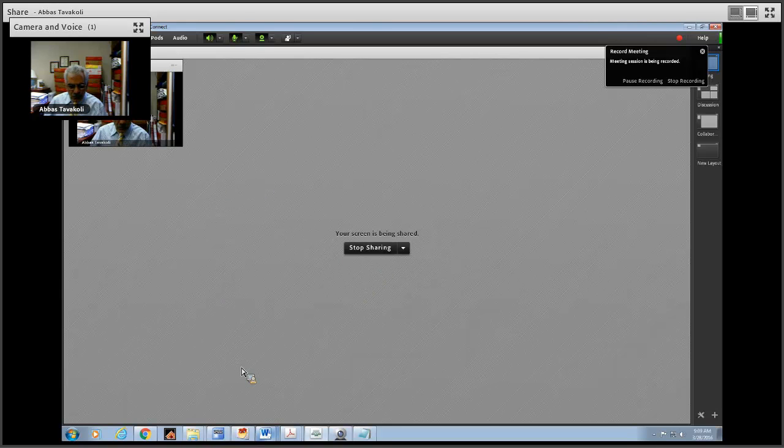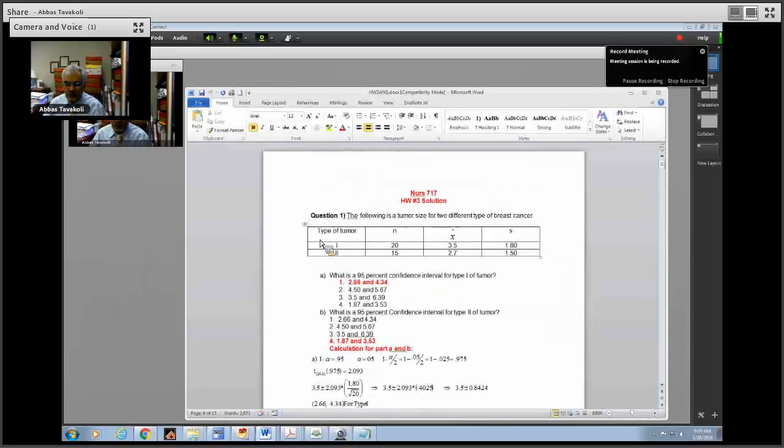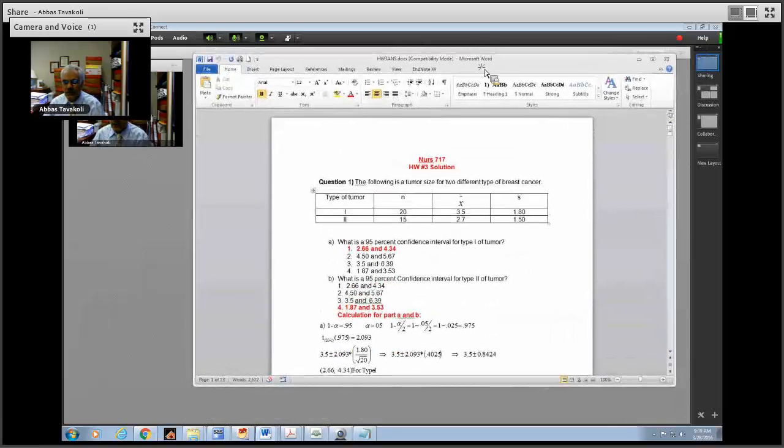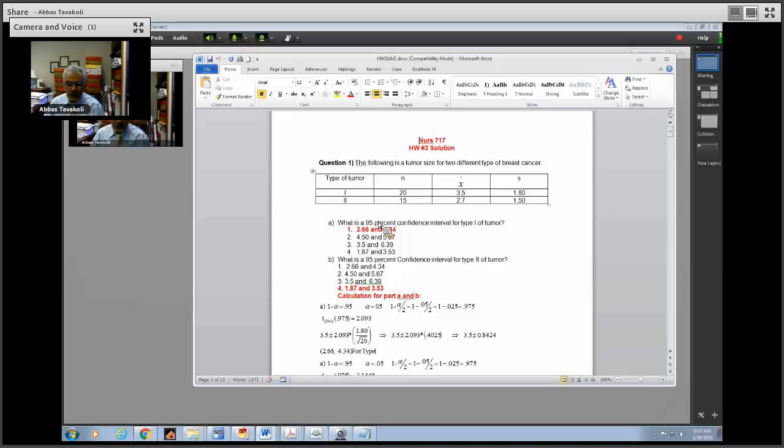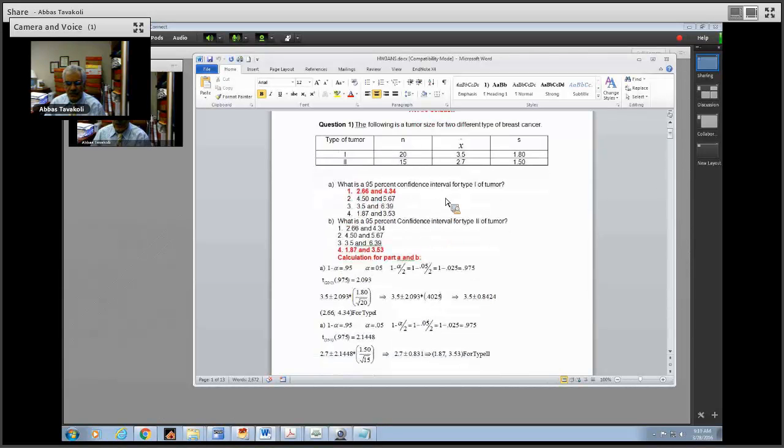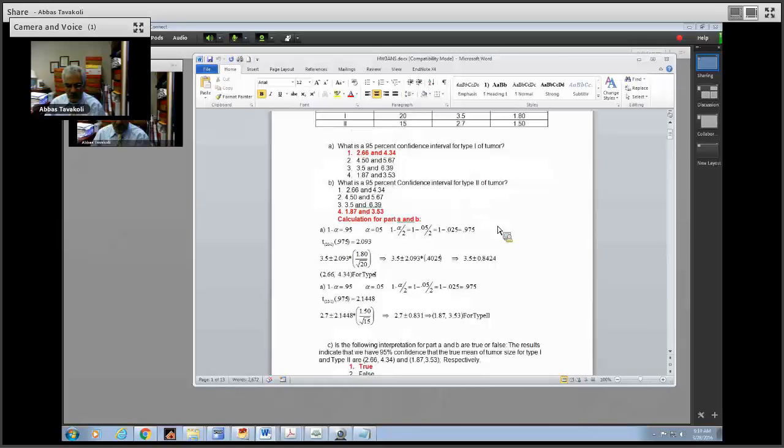So let me go over the solution for assignment 3. Assignment 3 was related to confidence intervals and hypothesis testing. We have two types of tumor, and we had a sample of those tumors: for type 1, 20 samples, and for type 2, 12. The averages were 3.5 and 2.7, and the standard deviations were 1.8 and 1.5. I asked you to calculate a 95% confidence interval for type 1 and 95% for type 2.